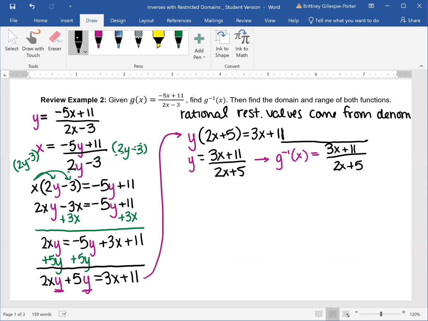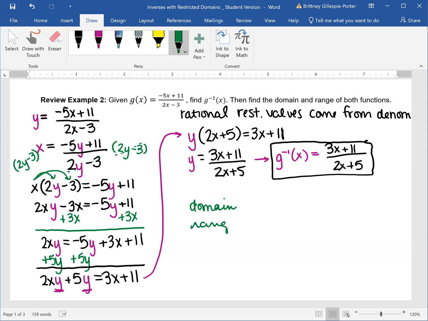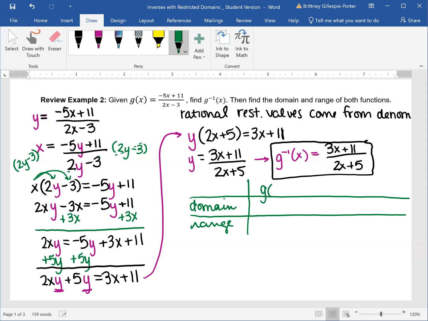Let's try circling that without cutting off all my numbers. Okay, we still need to do the domain and range of both of our functions. So I'm going to go ahead and write my chart. And we're going to give ourselves a little bit more room than we did in our last chart, because we're going to have some longer function domain and range to write.